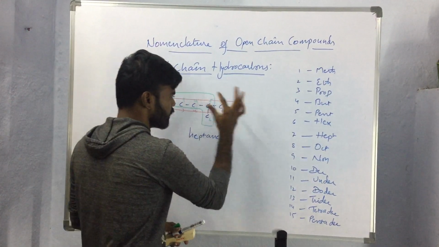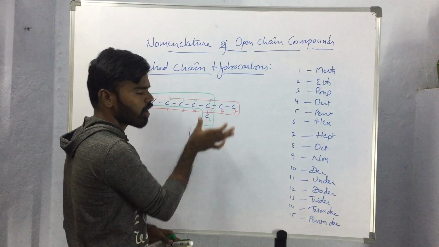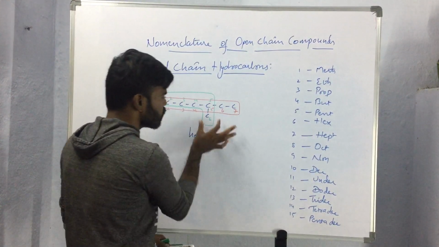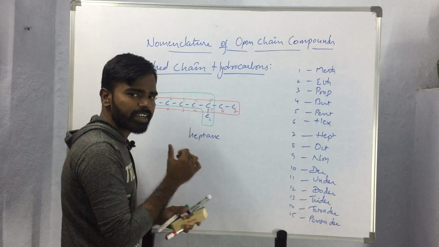So this will be the parent chain, and this will be considered as the substituent, or we can say side chain, or we can say a branch. Okay, so this substituent or side chain or branch has to be named.